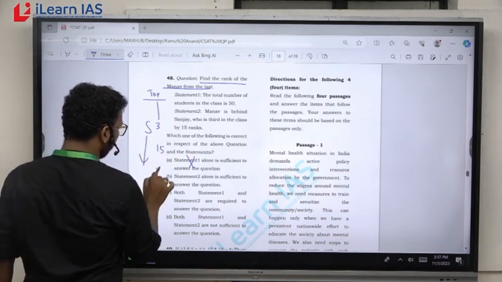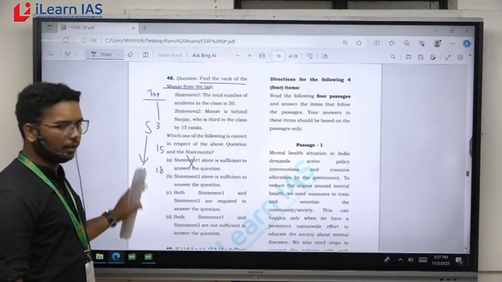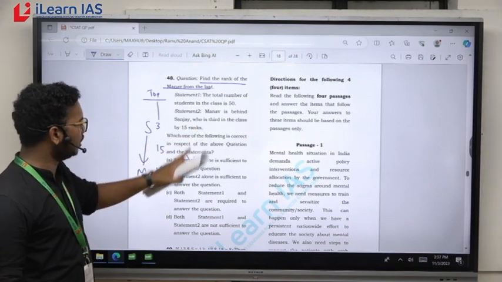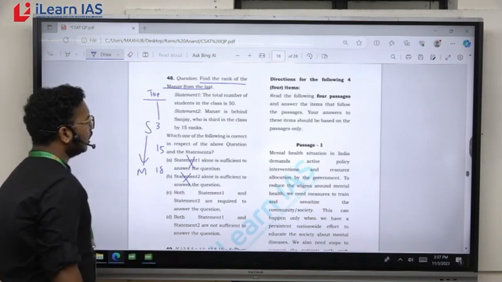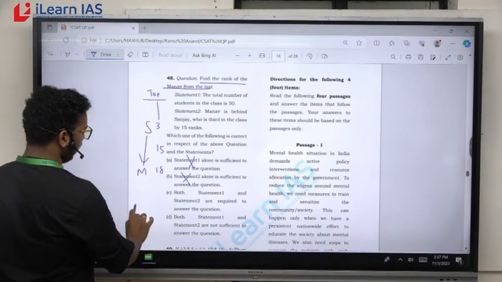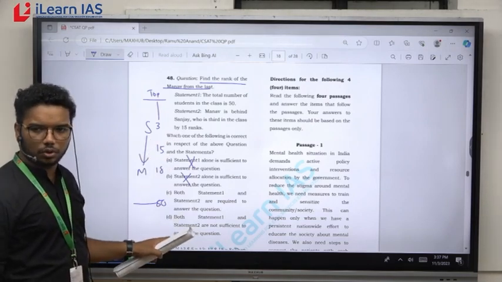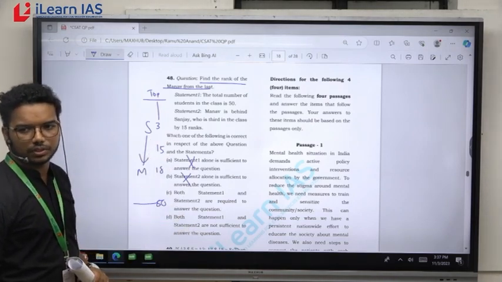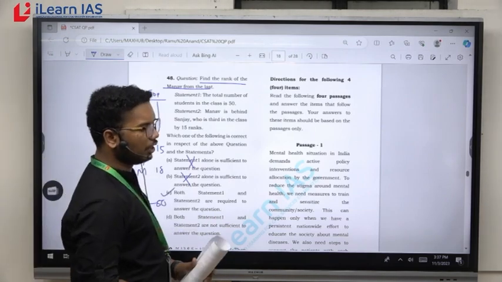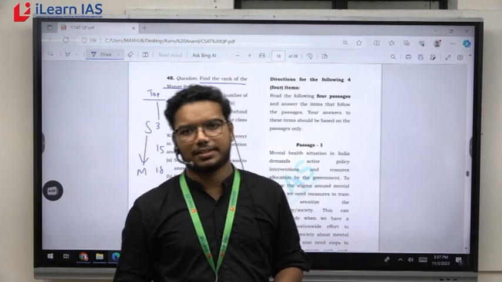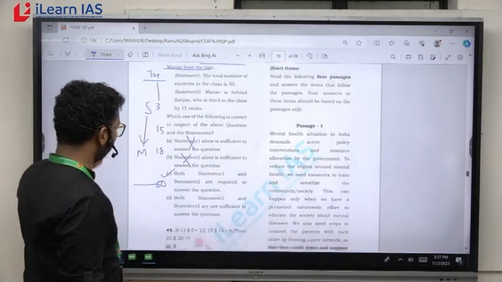15 rank. So Manav will be at 18th rank. But with statement 2 alone, we don't know how many people there are, so we can't get the last rank. Now see, there are only 50 people. Manav's rank is 18 from the top, so the rest from the bottom: that is 32 from the bottom. So statements 1 and 2 together are sufficient to answer the question.